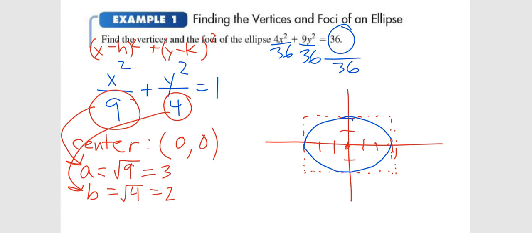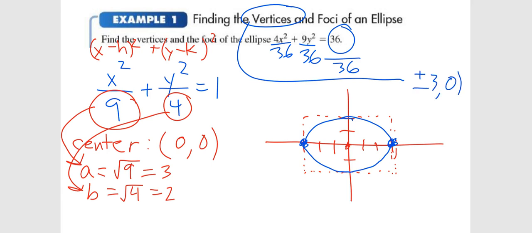Okay. How about my vertices? We know that the vertices sit at the end of the major axis. Since the horizontal is the longer axis, then that one has to be the major one. So, what are the coordinates of the vertices for this? 3, 0, and -3, 0, right? Left and right. Now, if you would like to write it like this, I'm okay with that. If you want to write them out separately, you can. Because it looks like it's right on the x-axis. 3 to the right, 0 up. 3 to the left, 0 up. Okay.